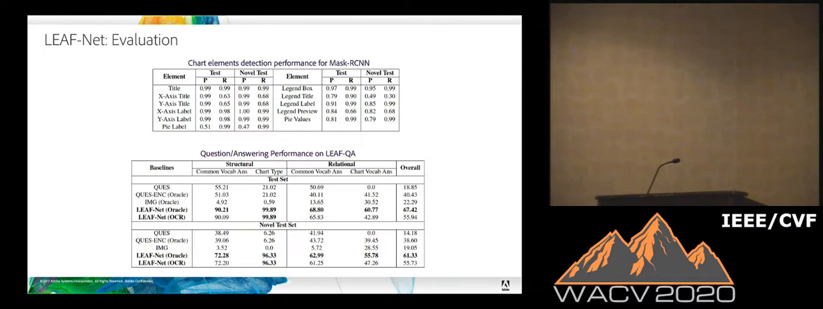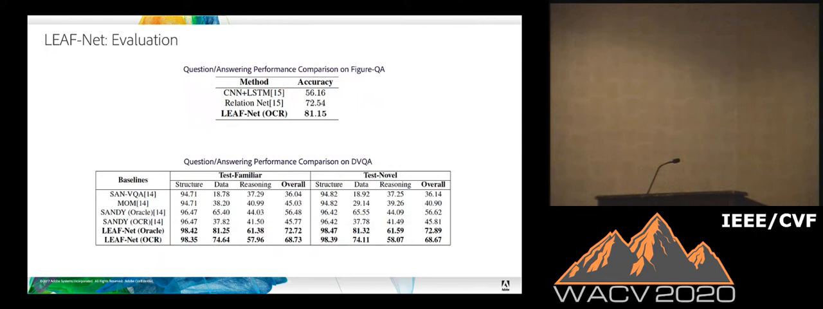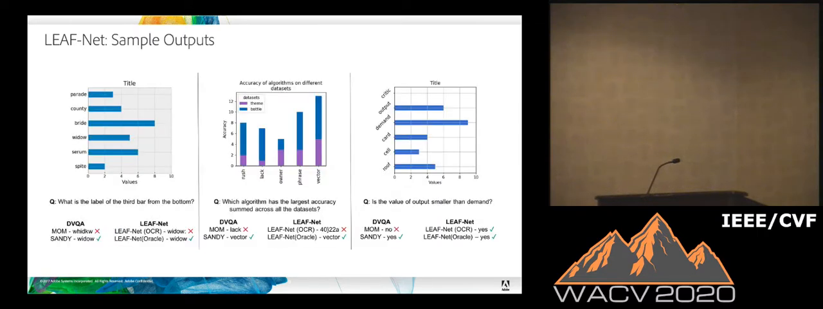We demonstrate performance of LeafNet on our dataset and compare it with different ablation studies, and ensure that both image and text are required for question answering in our dataset. We compared with previous corpuses, in which we outperform the previously proposed methods both on FigureQA and DVQA. These are some of the sample outputs from the proposed network compared with some of the previous architectures, in which we show we outperform these networks.